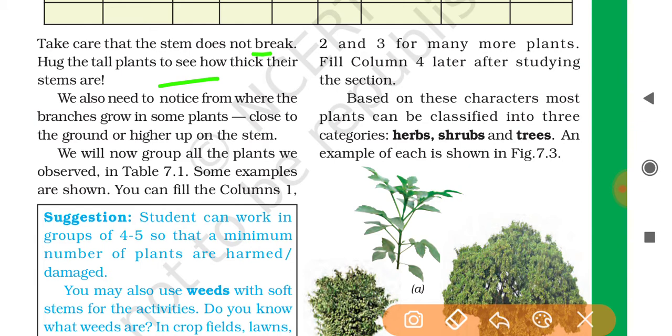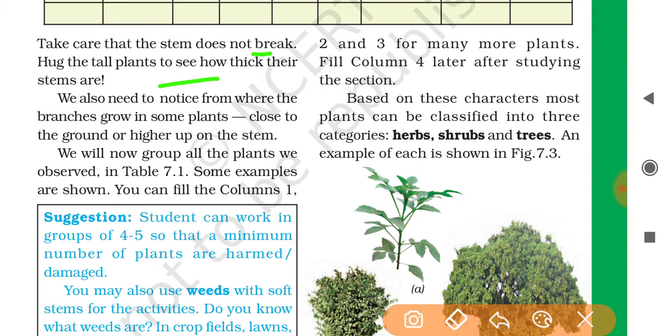Okay, we also need to notice from where the branches grow in some plants, close to the ground or higher up on the stem. Okay, so you have to see this also. Its branches grow from above on the stem, or inside or below on the stem. We will now group all the plants we observed in table 7.1.